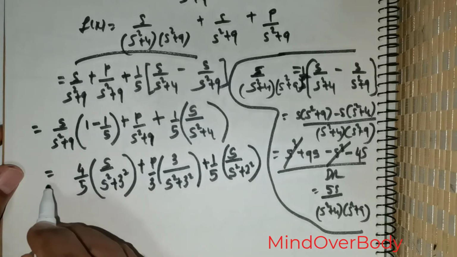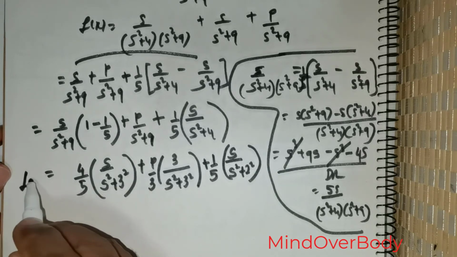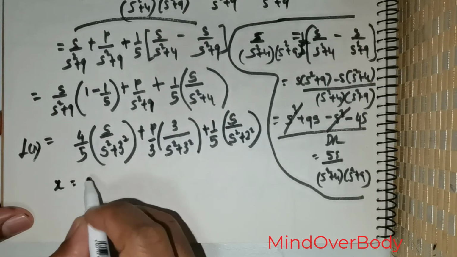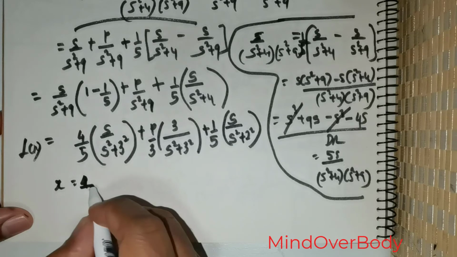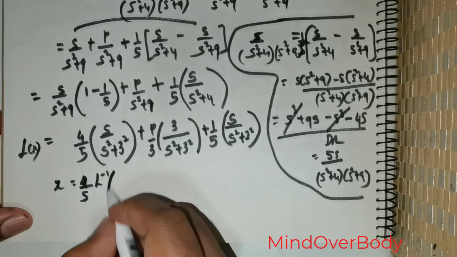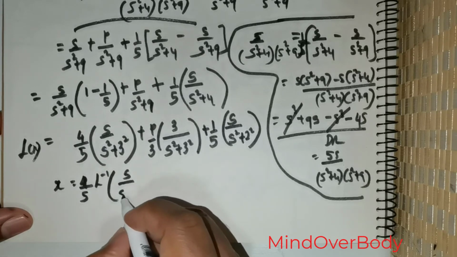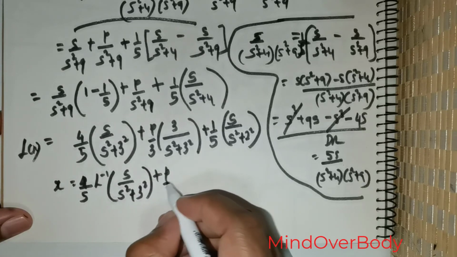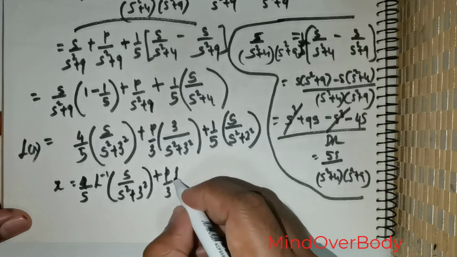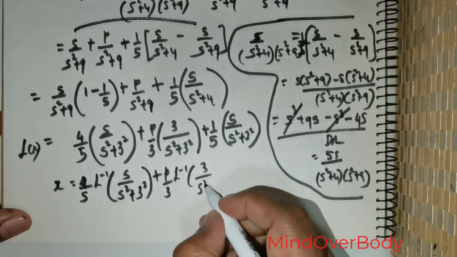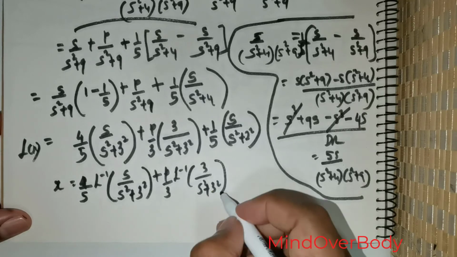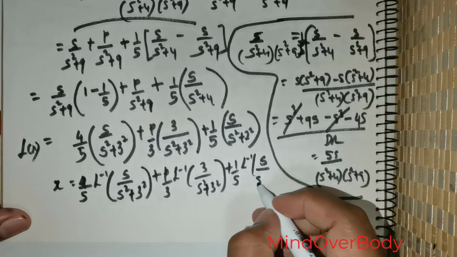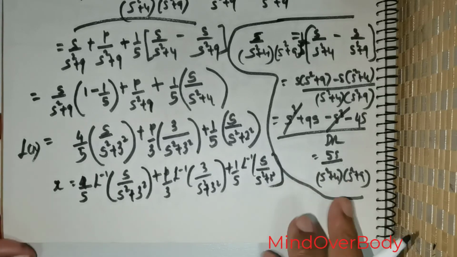So on the left hand side, this is going to be L of x. So I need to obtain the x. So x is equal to 4 over 5 L inverse of s over s squared plus 3 squared plus p over 3 times L inverse of 3 over s squared plus 3 squared plus 1 over 5 L inverse of s over s squared plus 2 squared.